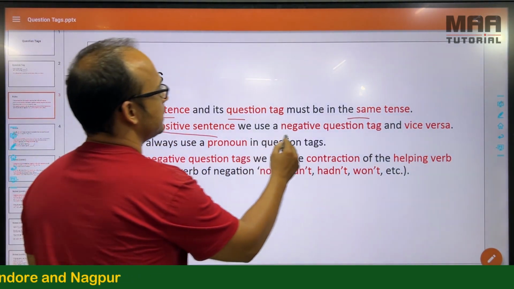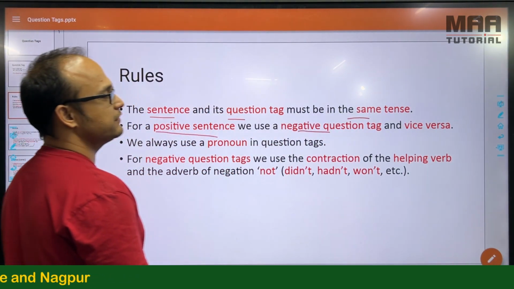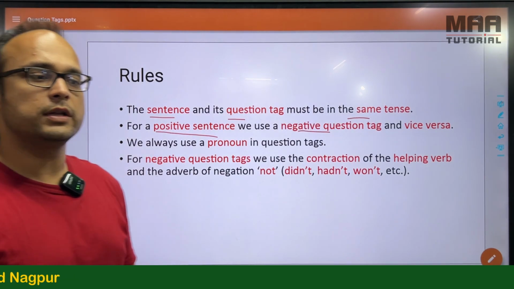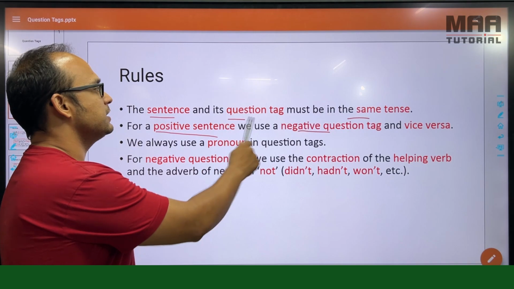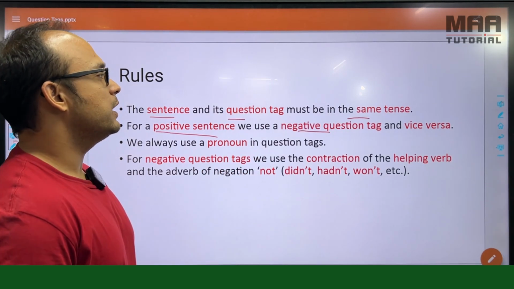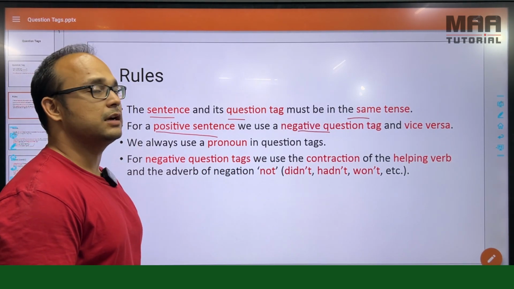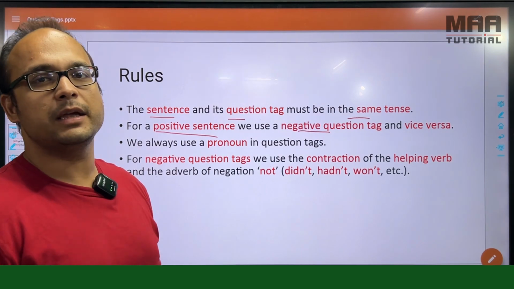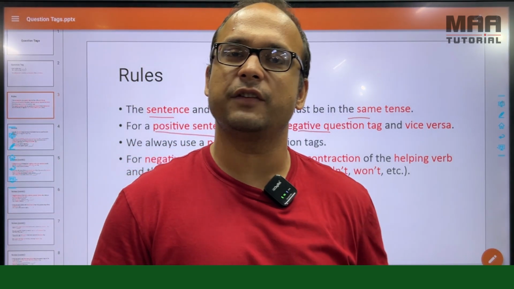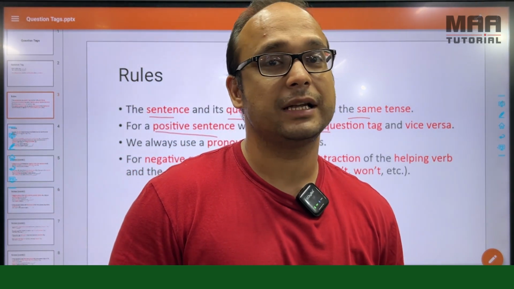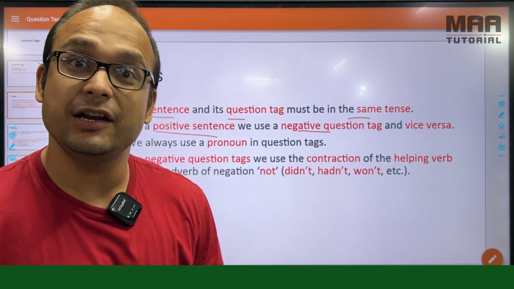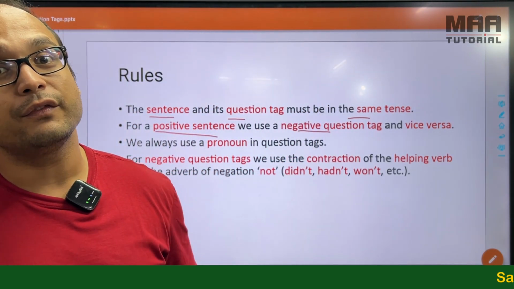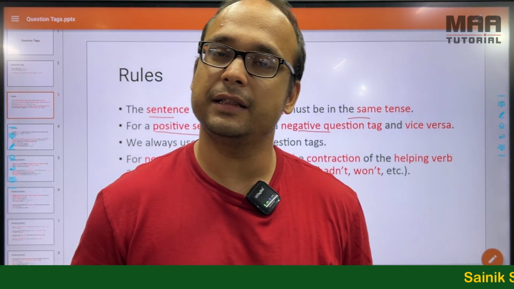For a positive sentence, we use a negative question tag and vice versa. Vice versa means true in the opposite case as well. So if we are using a positive sentence, we use a negative question tag, and with a negative sentence, a positive question tag. That means when I say Ram works hard, that's a positive sentence. I'm saying something is, not that something is not. So Ram works hard, doesn't he? Does he not? The question tag is negative. I'm asking doesn't he? There is a not in that.